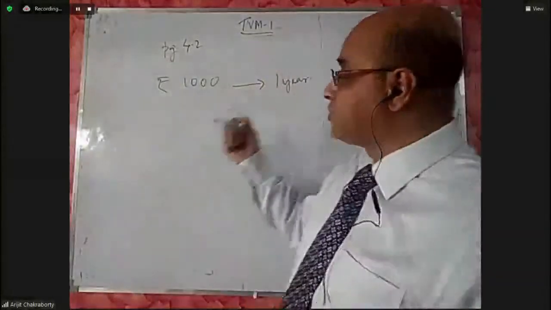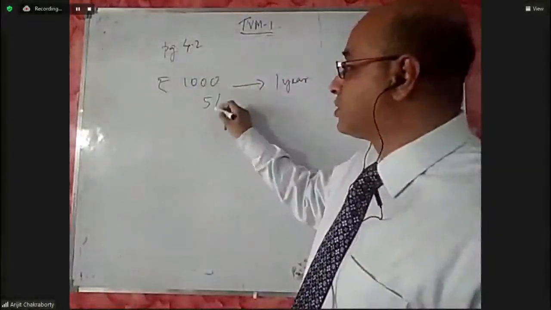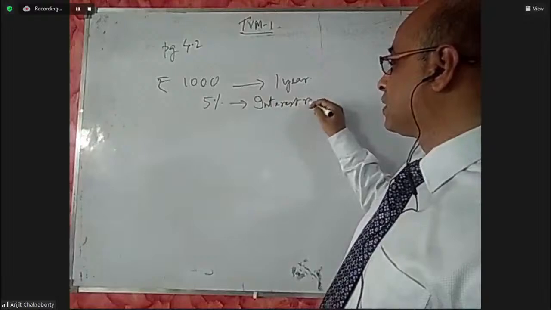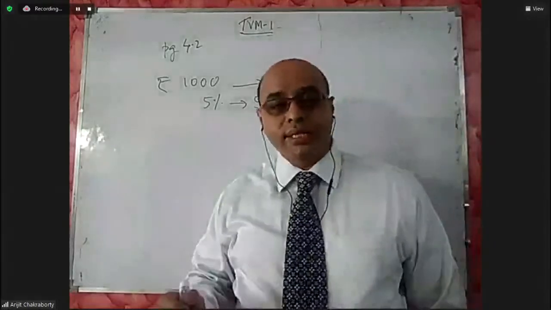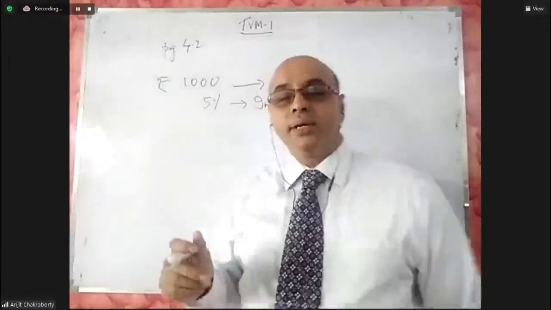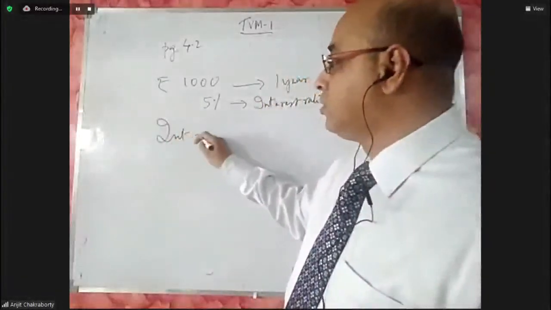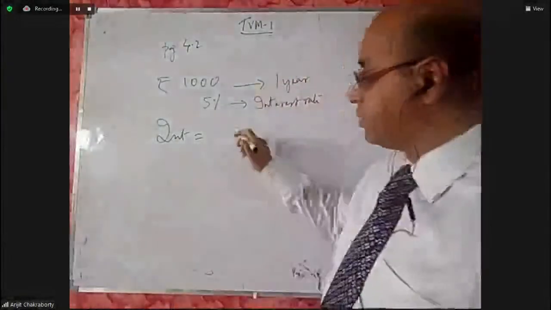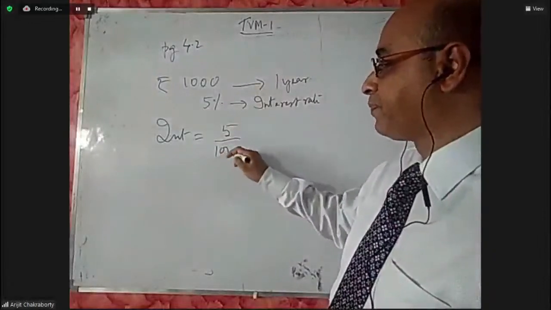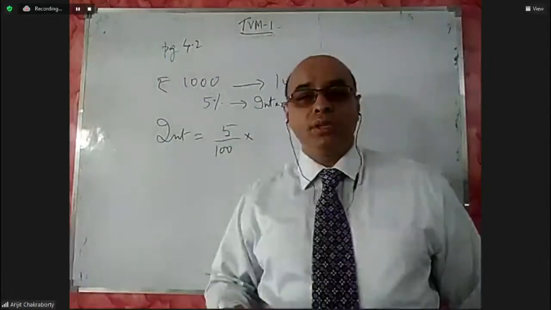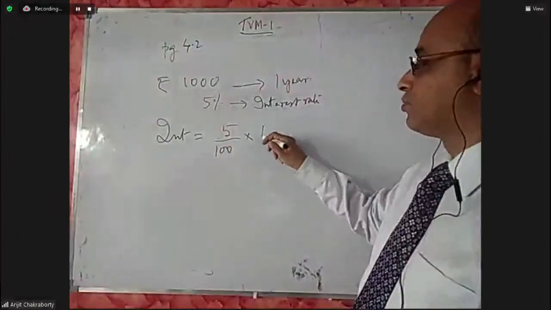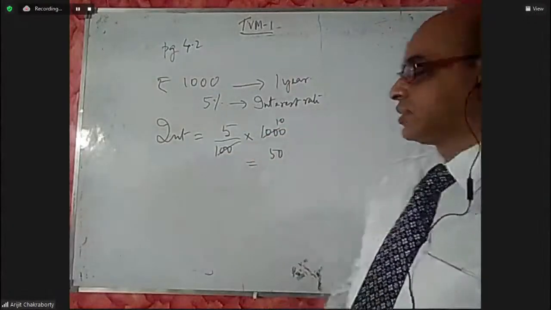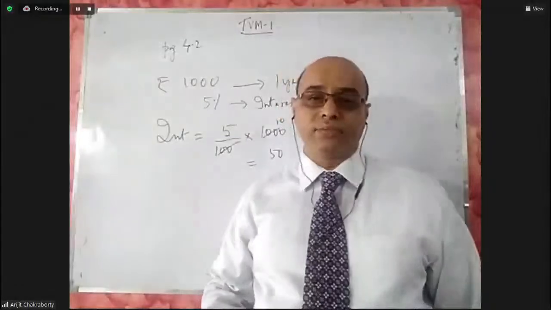So if you assume that the rate of interest is 5%, okay? So if 5% is the interest rate, and I'm keeping the money for 1 year, then what will be the interest on rupees 1,000? 5% means 5 by 100. So I will write 5 by 100 into how much? Into 1,000, because I'm putting 1,000 rupees. So how much is that? That is 50 rupees. So I will get interest of 50 rupees at the end of the year.